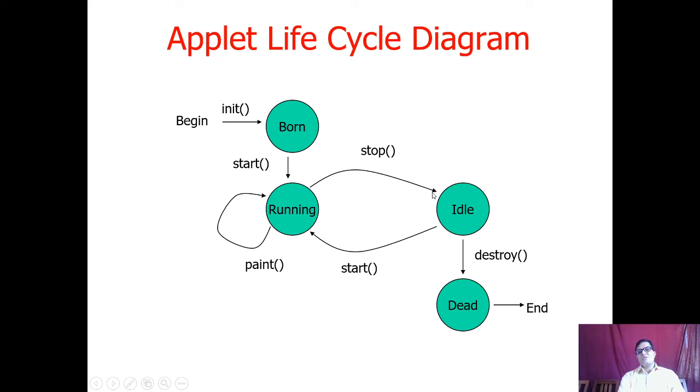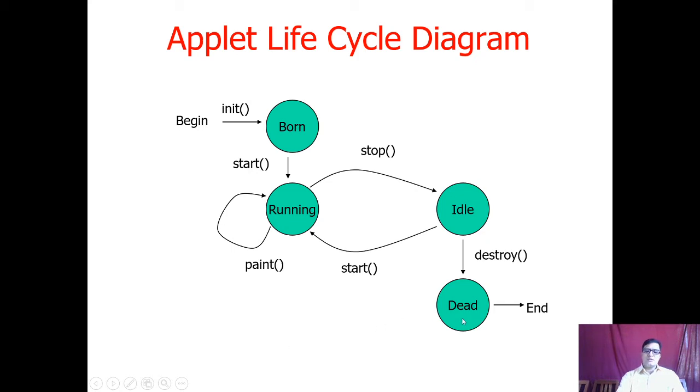Whenever the applet is in the idle state, if you want to restart your applet, once again you have to call the start method. Once you call the start method, the waiting applet will continue its running. Whenever it continues executing its applet program, it continuously displays the content. Once you stop the executing program temporarily, you can start it again. If you stop it permanently by calling the destroy method, then no further applet program will execute.